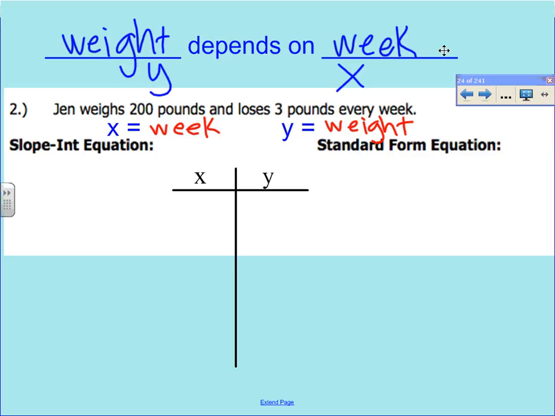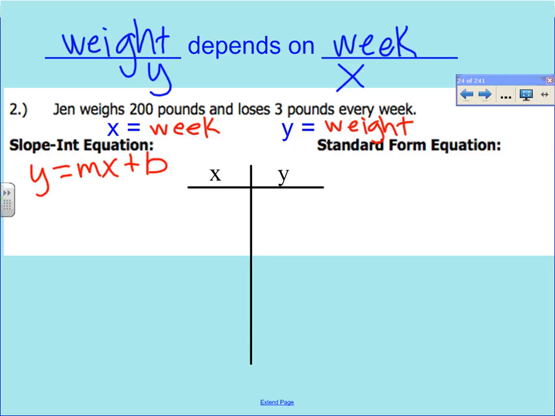Okay, next thing, slope-intercept form equation. I want you to write down y equals mx plus b. What are we replacing b with in this equation, Zach? Awesome, why? Good. The original weight is 200. So the plus 200 is like your starting point. That goes in for b.